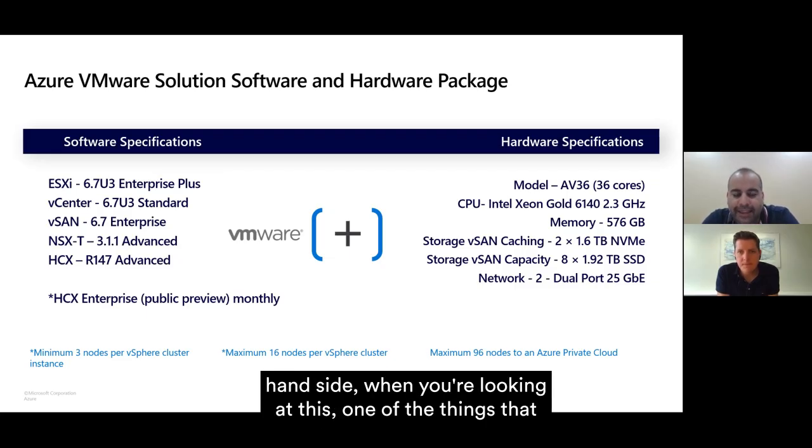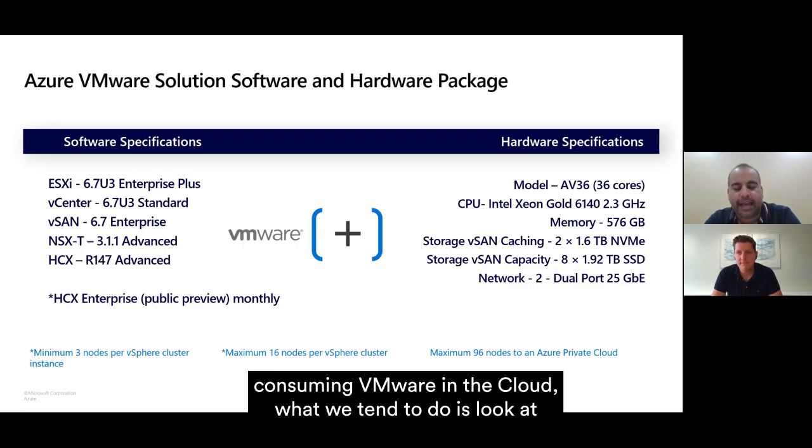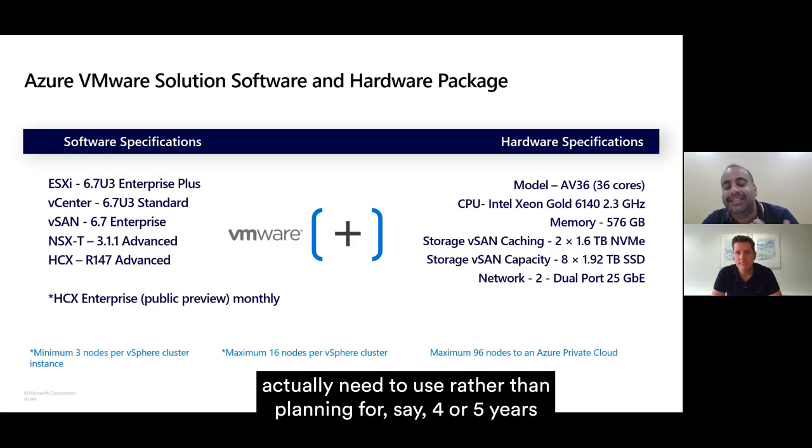When you're looking at this, one of the things that I would ask is don't size based on hardware, because you're now consuming VMware in the cloud. What we tend to do is look at RVTools output as a first pass to look at what is it that you actually need to use, rather than planning for, say, 4 or 5 years ahead.